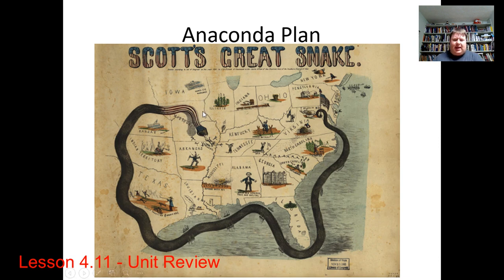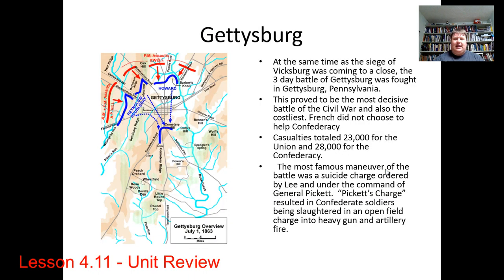Also, the head of the snake here is trying to take the Mississippi River, and the tail is trying to take the Confederate capital at Richmond, Virginia. So that is what the Anaconda Plan is all about, just choking the South out, and eventually they won't be able to fight anymore. The G in the SAVGA is Gettysburg.